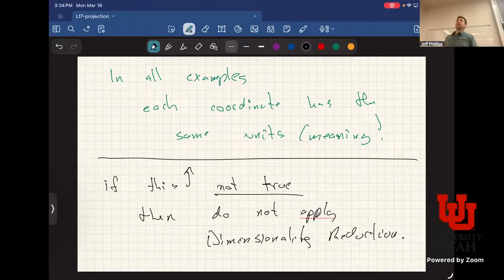There are a number of textbooks out there that will show examples of applying dimensionality reduction techniques with data sets with mixed units, and it's just nonsense. Okay, it does not make any sense. You could change the units and you change the answer you get. Okay, so this is really important, and I've kind of chosen a bunch of examples here, and there are more in the book that says here are examples where this makes sense to do.